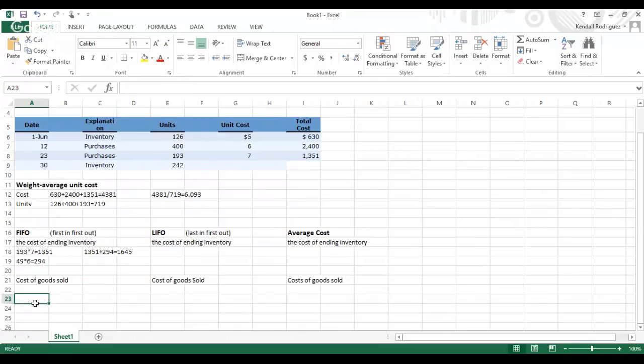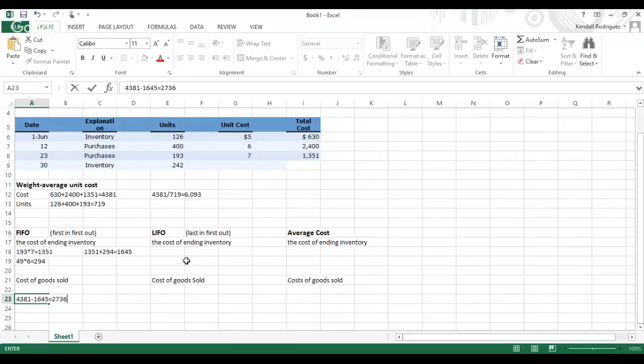The cost of goods sold is going to be the total cost, so the 4381 minus the 1645 of what was left. And when you do that, you get 2736 for the cost of goods sold when you do first in, first out.